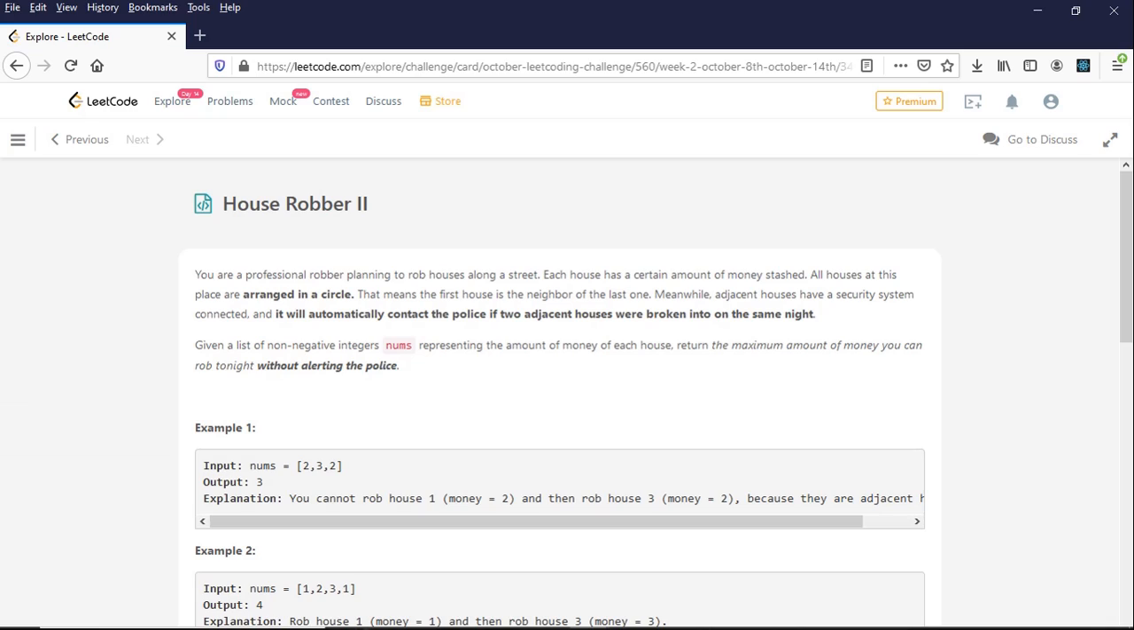The problem says you are a professional robber planning to rob houses along a street. Each house has a certain amount of money stashed. All houses at this place are arranged in a circle. That means the first house is the neighbor of the last one. Meanwhile, adjacent houses have a security system connected and it will automatically contact the police if two adjacent houses were broken into the same night. Given a list of non-negative integer nums representing the amount of money of each house, return the maximum amount of money you can rob tonight without alerting the police.